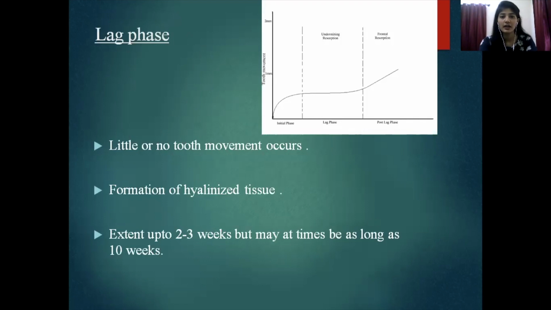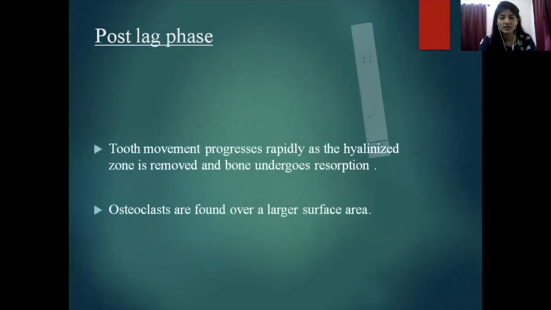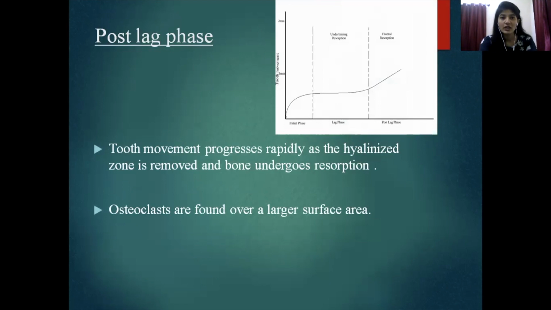The formation of the hyalinized tissue is there in the lag phase, and until the lag phase is complete, there is no tooth movement. It extends up to 2 to 3 weeks, but may at times be as long as 10 weeks if the forces are more extreme than the optimal forces. Then the post-lag phase: once the hyalinized tissue is degenerated, the tooth movement proceeds rapidly as the hyalinized zone is removed and the bone undergoes resorption.